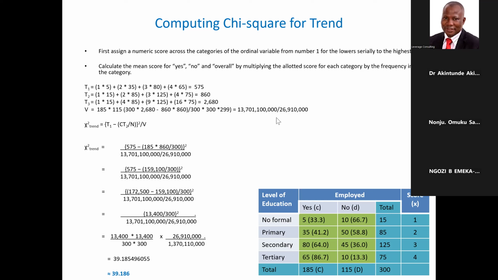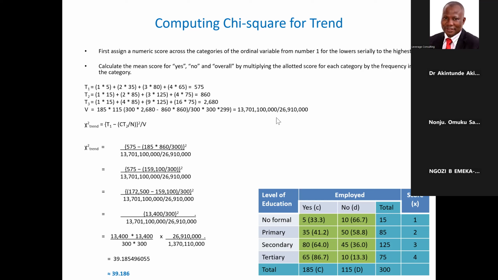Irrespective of how many levels, either 3, because if you say trend, when you say something is ordinal, it cannot be dichotomous. It has to be at least 3. If you have education and say no formal, you cannot use it.